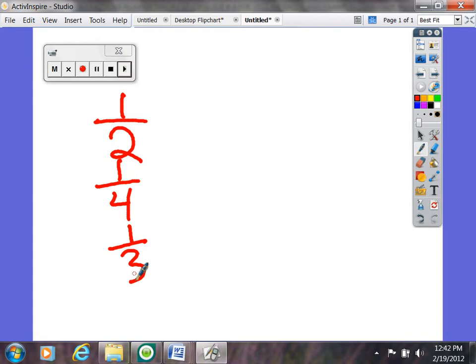Just going to put a couple up here. These are unit fractions because they have the number 1 in them. Anytime you see a 1, those are called unit fractions. All right, I'm going to put these in their decimal form, and then we'll talk about it a little bit and how I found it.